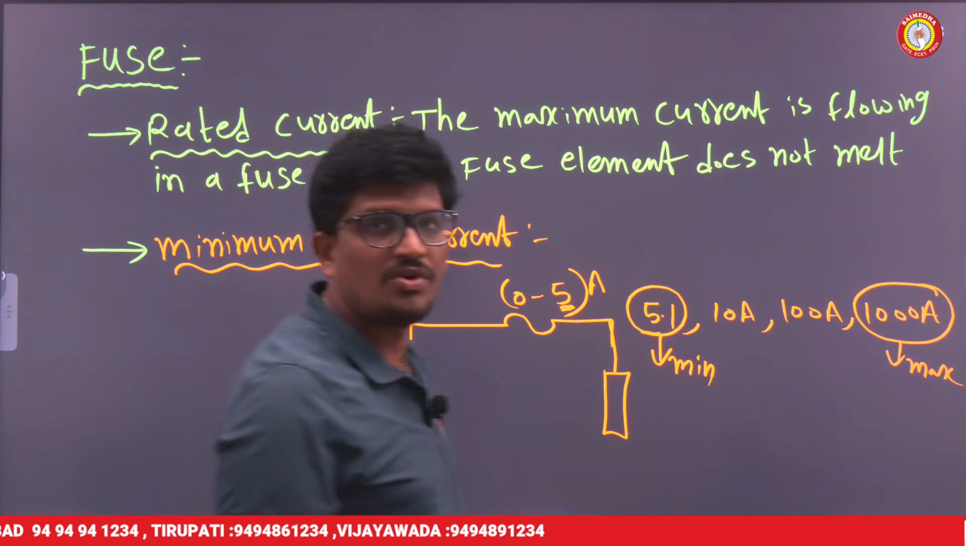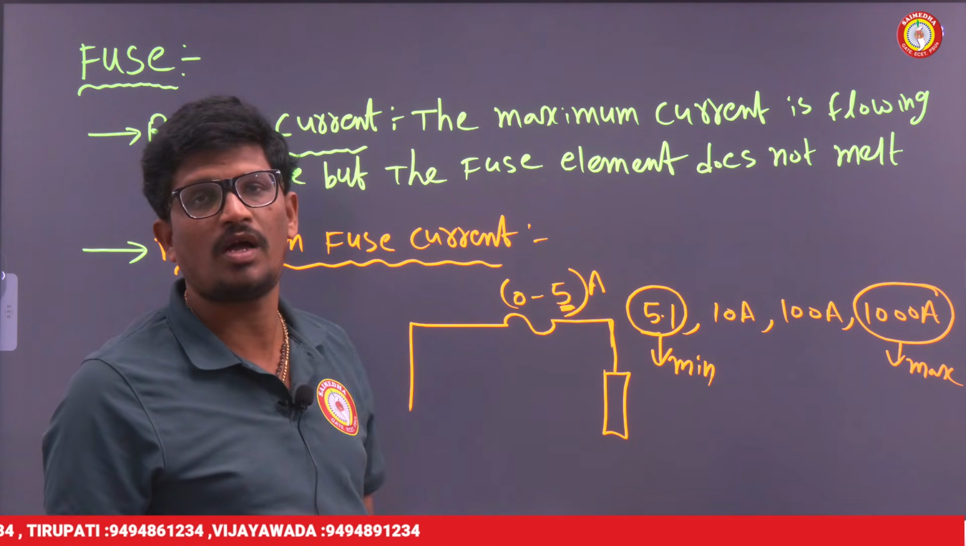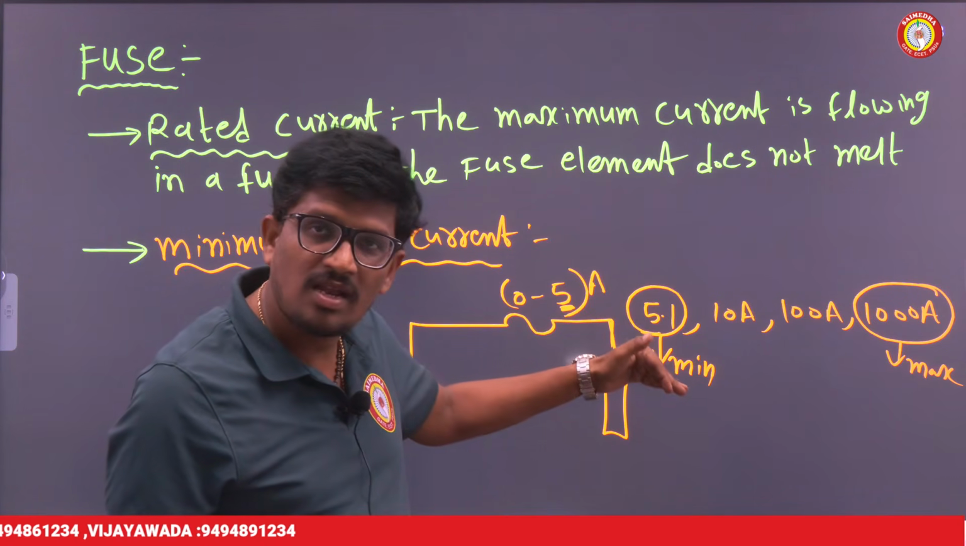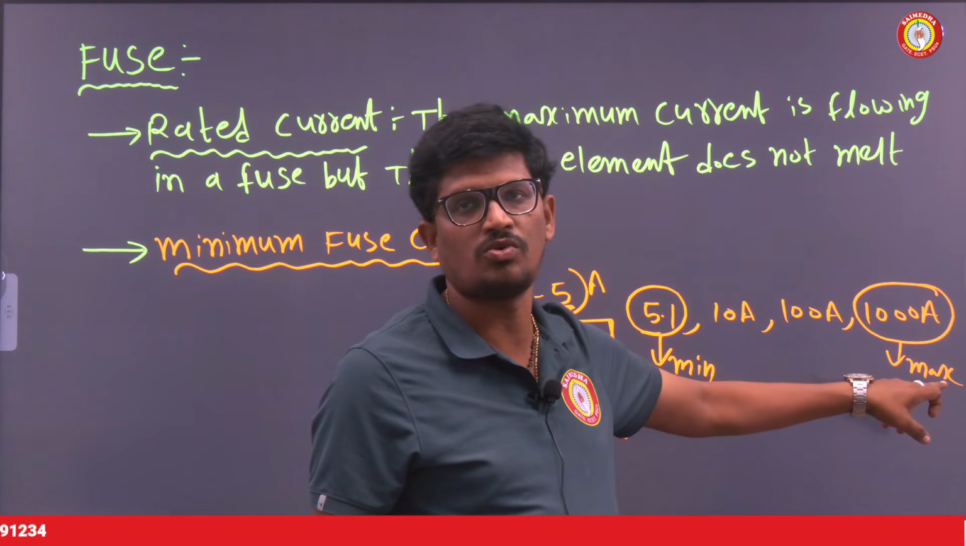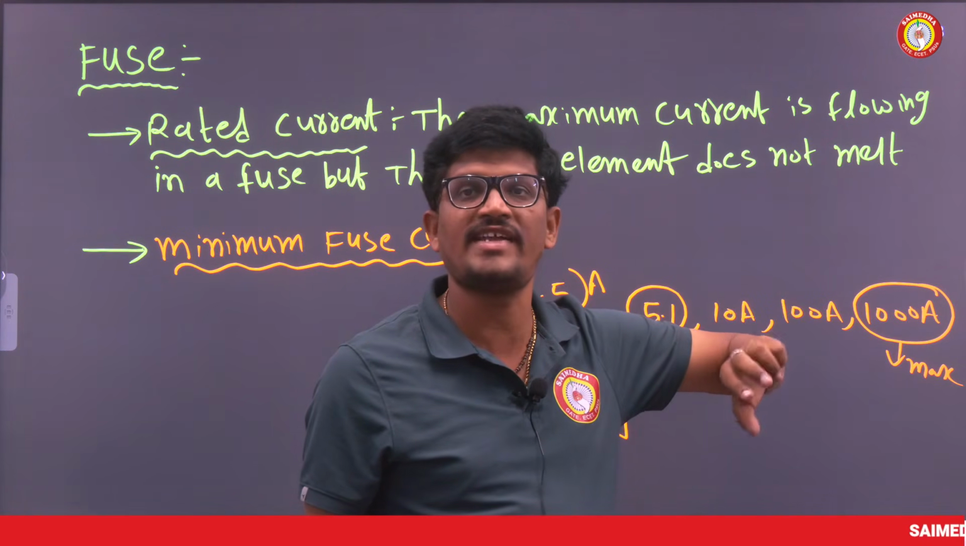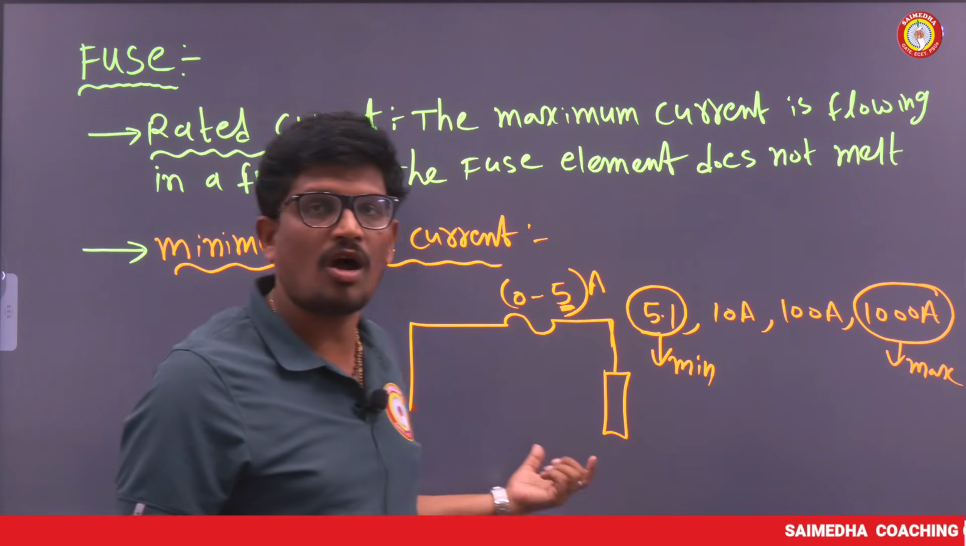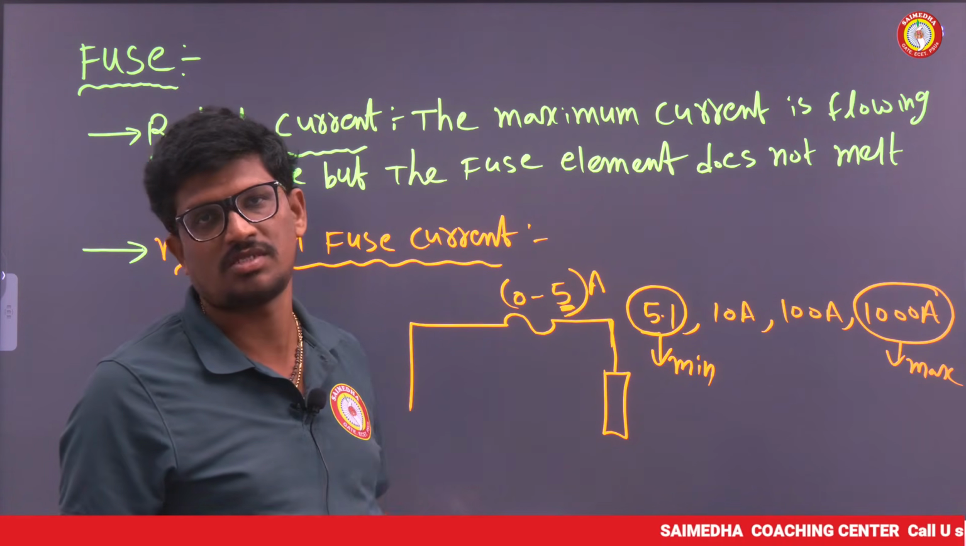ఇప్పుడు ఫ్యూజు ఏ కరెంట్ దగ్గర మెల్ట్ అయిపోవాలి? మినిమం ఫాల్ట్ కరెంట్ వెళ్ళినా కూడా ఫ్యూజ్ మెల్ట్ అయిపోవాలి. ఇప్పుడు 1000 మ్యాక్సిమం ఫాల్ట్ కరెంట్ వరకు ఫ్యూజ్ మెల్ట్ అవ్వకుండా వెయిట్ చేసింది అంటే ద లాట్ ఆఫ్ లోడ్ ఈస్ డ్యామేజ్ అవుతుంది.